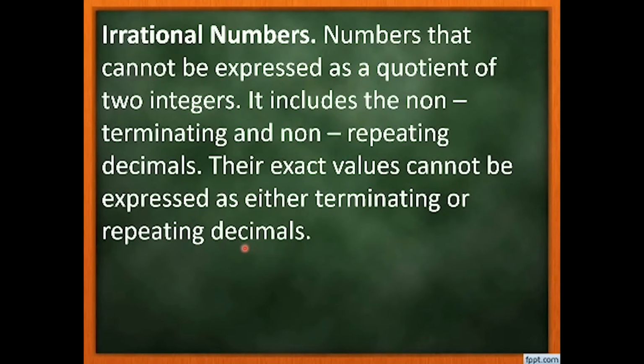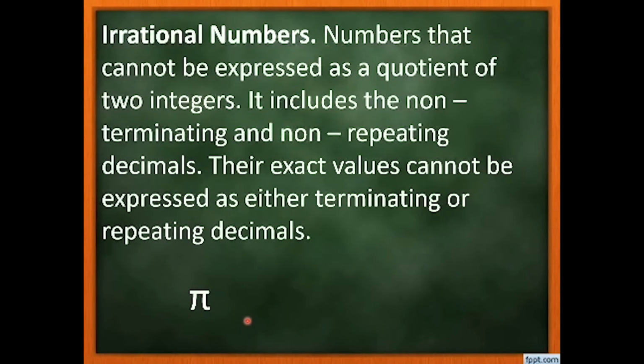So, examples of irrational numbers, we have the pi. So, yung value po ng pi, if you recalled in your previous lessons, 3.1415, so on and so forth, walang katapusan yon. Kaya nga siya tinawag na non-terminating and non-repeating. So, that would be the value of pi, walang katapusan.